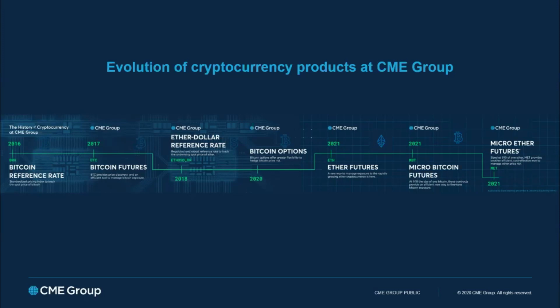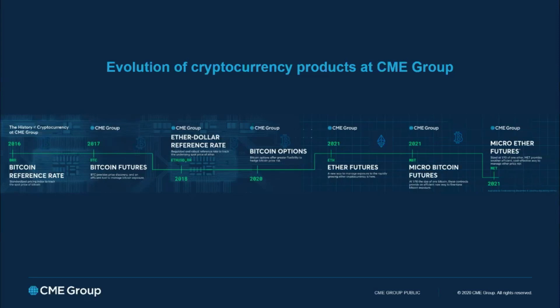So our Bitcoin futures launched in 2017, and that brought us to 2018 when we launched our Ether dollar reference rate. And that is the same thing as our Bitcoin reference rate, where we take the Ether price from the top 5 spot exchanges by volume, and that average price is what our Ether contracts are based on.